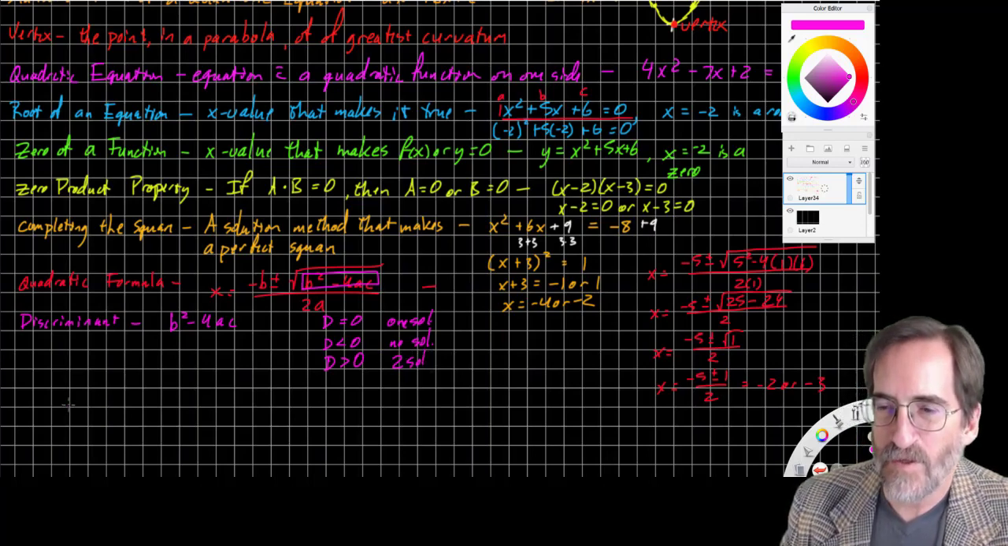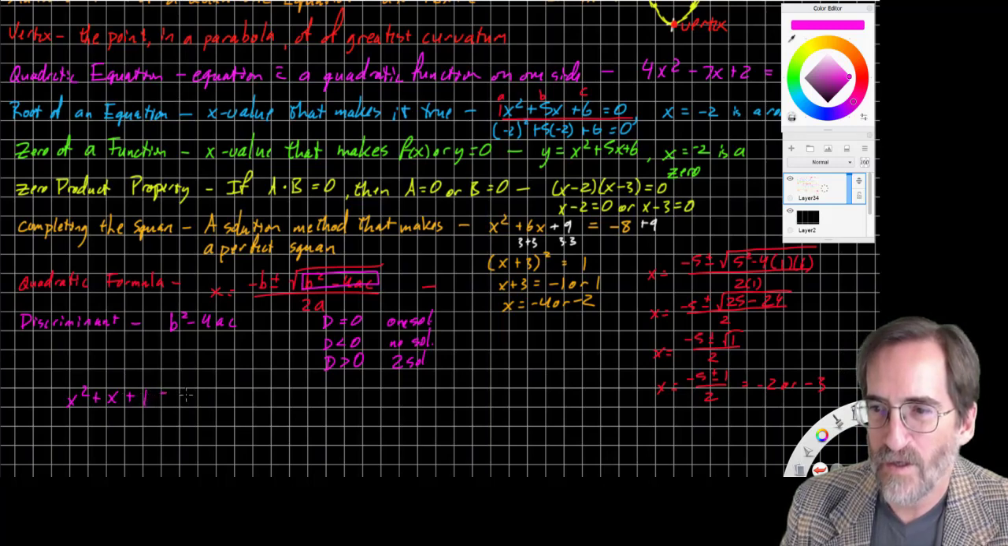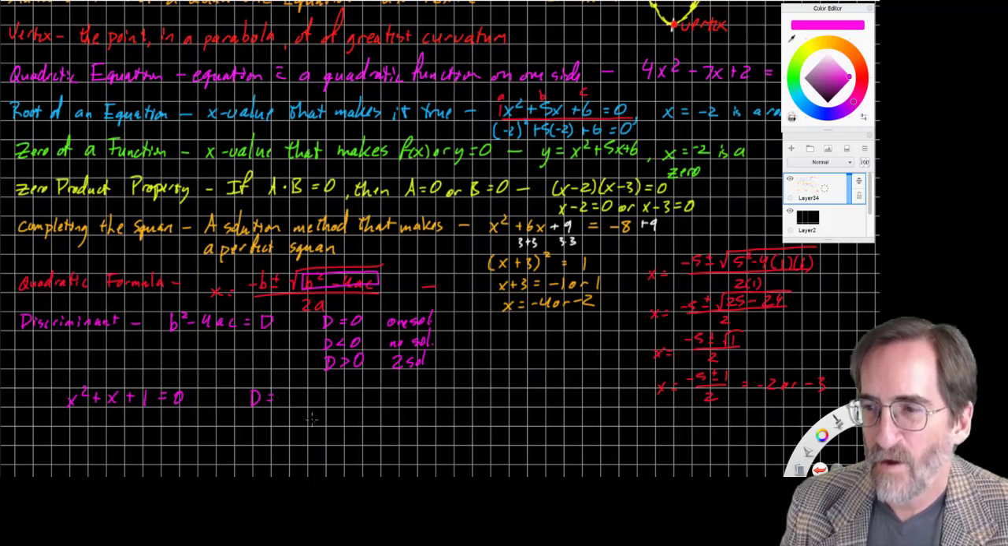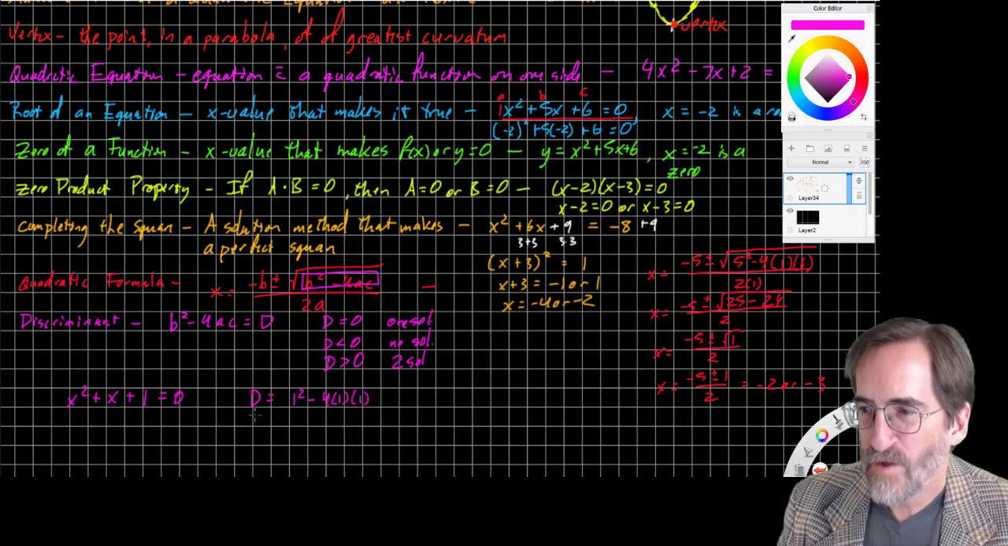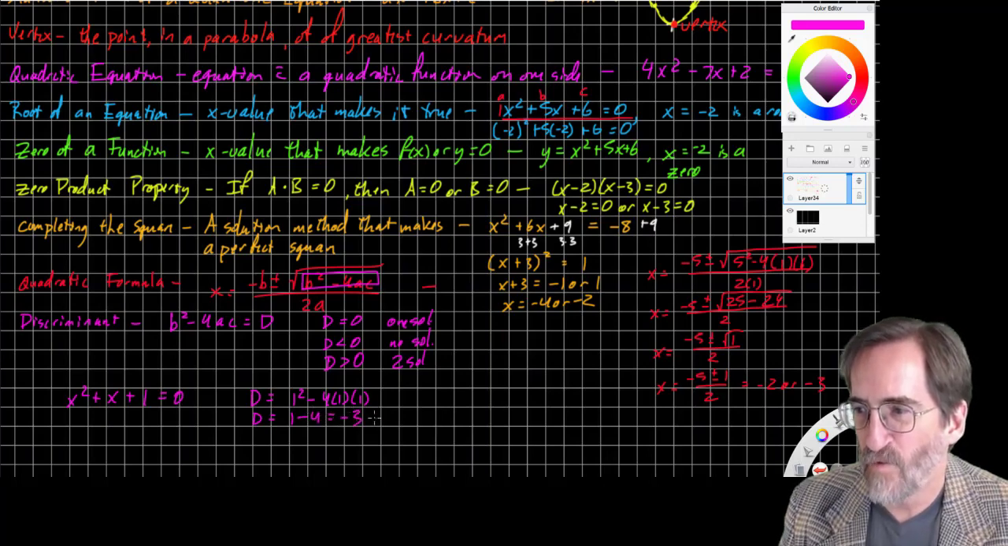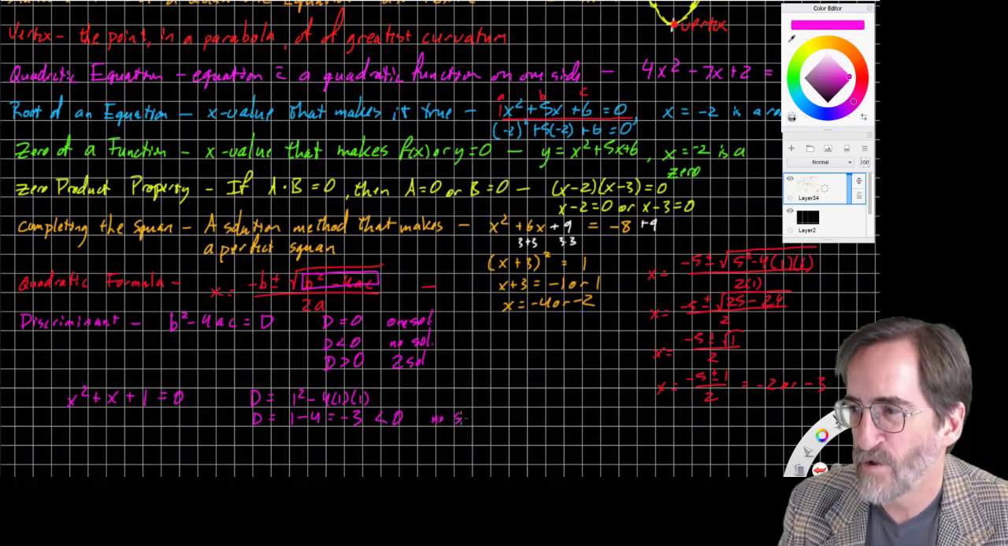Let me give you an example. X squared plus x plus 1 equals 0. The discriminant is b squared, 1 squared, minus 4 times 1 times 1. So d is 1 minus 4, which is negative 3, which is less than 0, so there are no solutions.